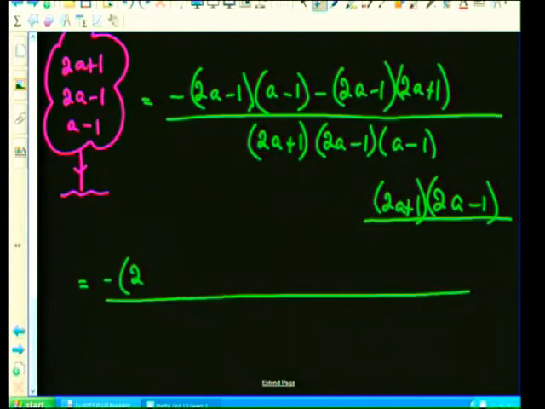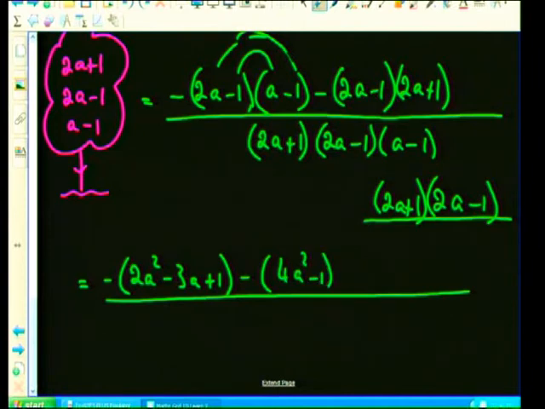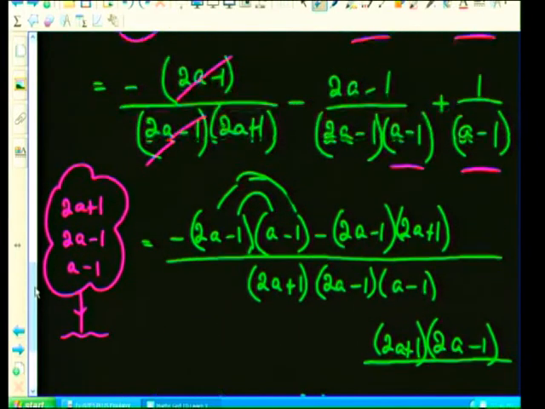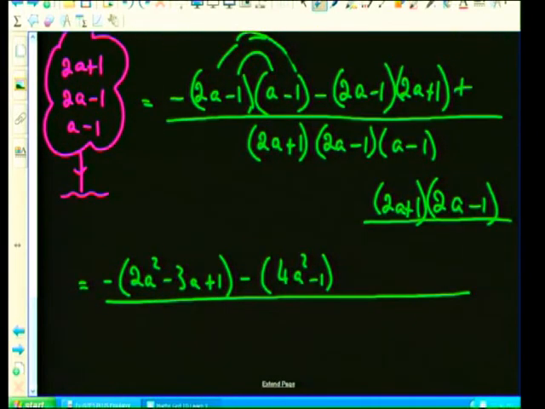Negative into 2a squared minus 1a minus another 2a's gives me minus 3a plus 1. Minus into, oh, that's a difference of two squares: 4a squared minus 1. And our last term, which was, and let's just double check, yes, it was a plus. That's also a difference of two squares, 4a squared minus 1.